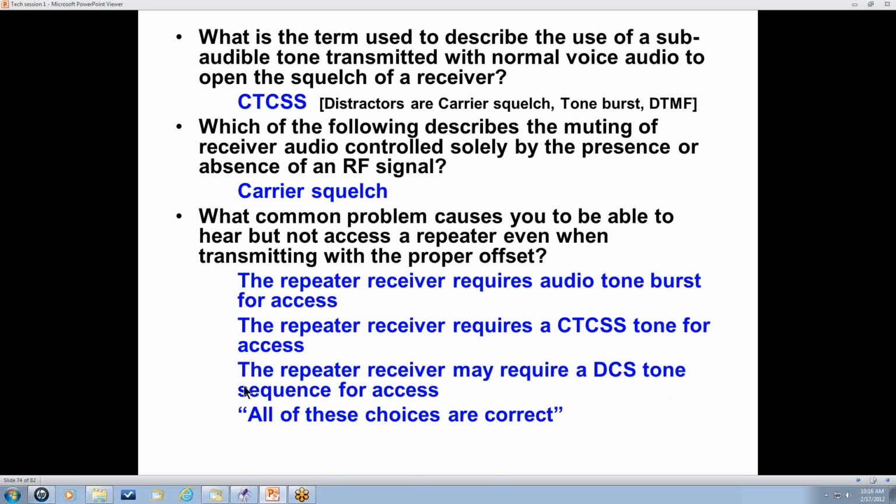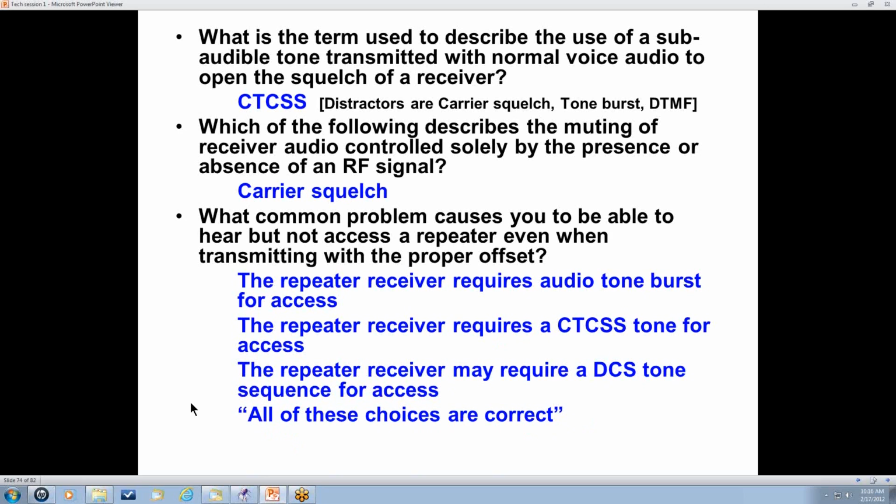And you'll remember I mentioned that at the time you program your radio for the repeater, you'll also include that tone, the CTCSS tone, to open the repeater if that's necessary for that repeater. So all of these choices are correct.